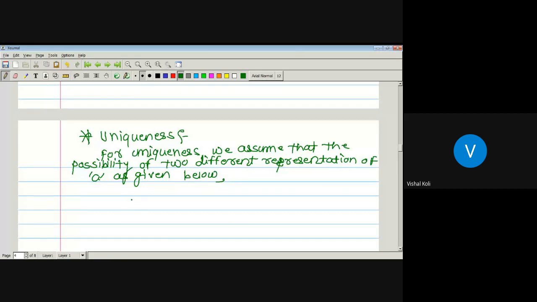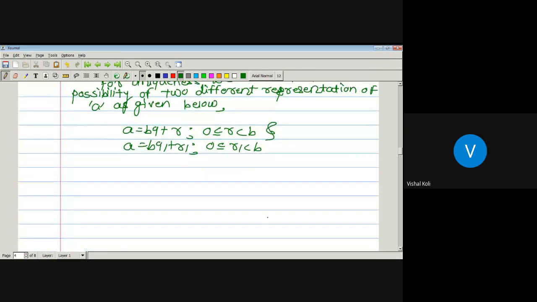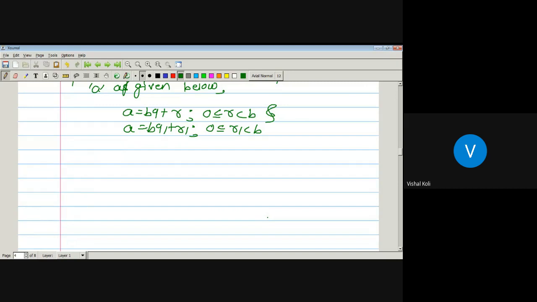First one is A equals BQ plus R, where 0 is less than or equal to R, which is less than B. And the second one is A equals B into Q1 plus R1, where 0 is less than or equal to R1, which is less than B, which is just by the definition of the existence part. Now here there are two different representations of A: A equals BQ plus R and A equals BQ1 plus R1 for some integers R, Q, R1, Q1.